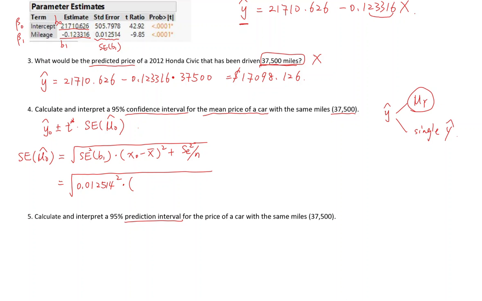Let's just list all the necessary numbers. So we have the standard error of B1, which is 0.012514. And then we need to find x0, we need to find x bar, we need to find SE, we need to find N. Okay, so next, what is x0?